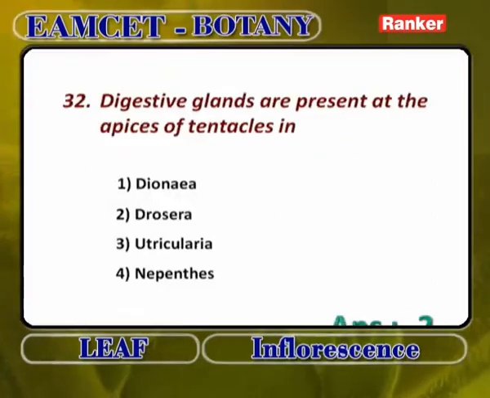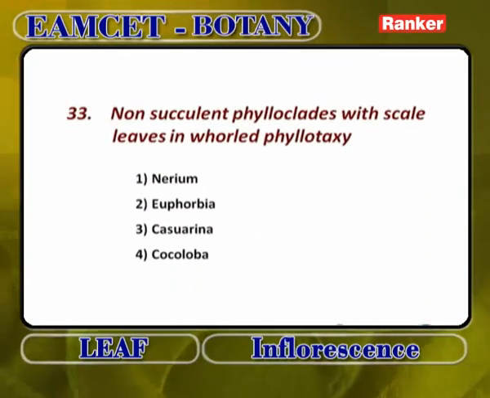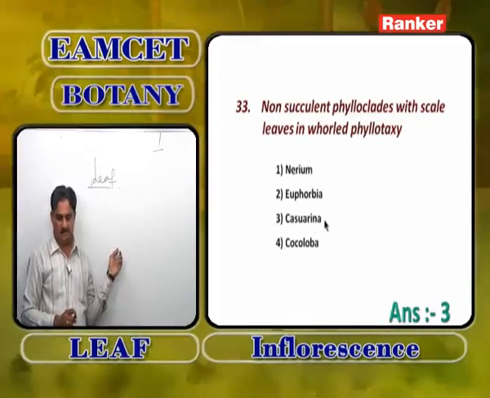Next, digestive glands are present at the tip of the tentacles in Drosera. They are present in a pitcher in Nepenthes. They are present in a bladder in Utricularia. Next, non-succulent phylloclade with scale leaves in whorled phyllotaxy. Just now I told, Casuarina. These are all very important bits, that's why some of them are repeating.